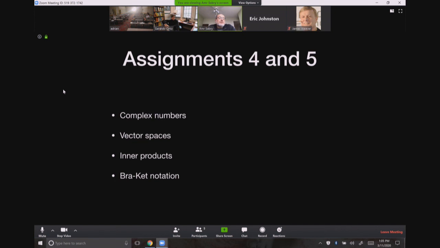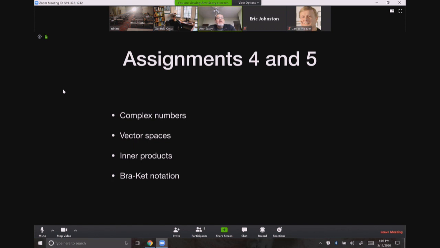We need to introduce parallelism and interference. And for that, we have to talk about complex numbers, vector spaces, inner products, and that is, for many of them, something they know something about. They know complex numbers, but they're not that comfortable converting representations, or with the square root of unity. They don't know all of this stuff very well. Vector spaces, inner products, and so on. Bracket notation is new for them.